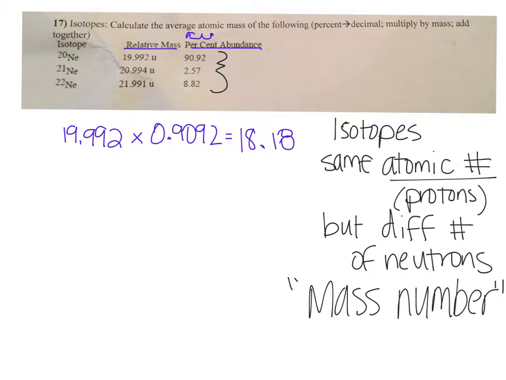That's neon 20. Okay? Neon 21, we're going to have our mass, which is 20.994 units. We're going to multiply it by this guy changed into a decimal. So 0.0257. Now this one I have 3 significant figures that we're going to round to. So let's go ahead and type that in. And you get 0.53.